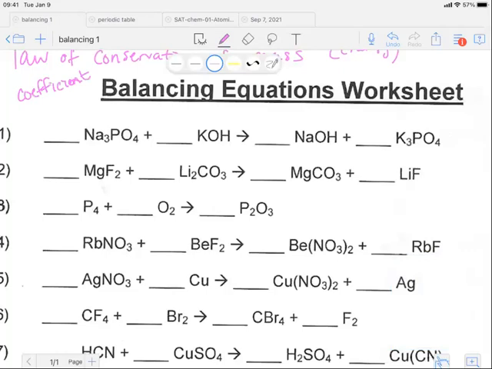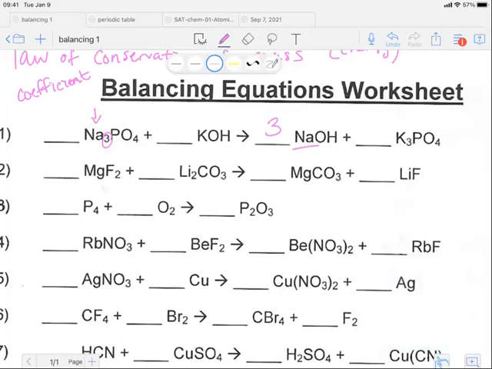I don't know if you've had any exposure to this at all with teacher Vanessa or not, but basically you just want to go through the formulas, and you're going to go element by element and make sure that, for example, on the left-hand side, I'm going to start with sodium. And I see that there are 3 of them on the left-hand side, but on the right-hand side, there's only 1. So in order to make them even, I'm just going to put a 3 in front of NaOH. So now I've balanced sodium.